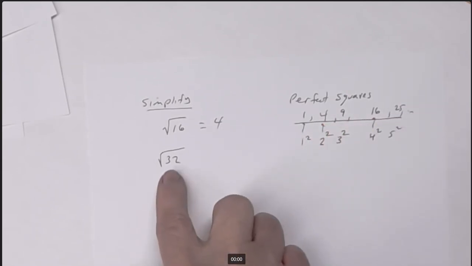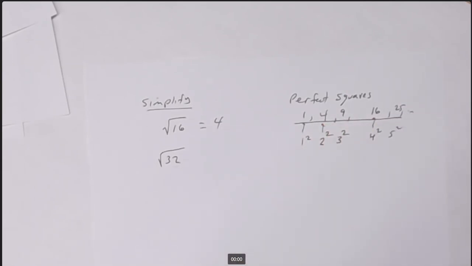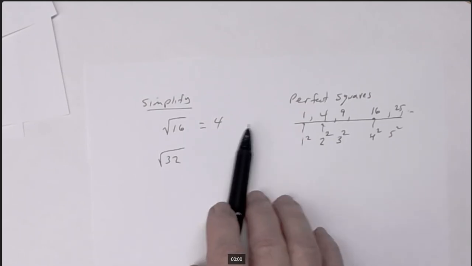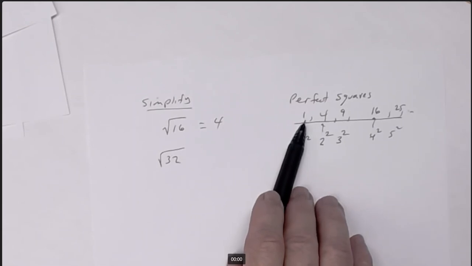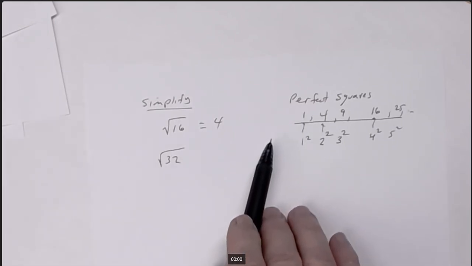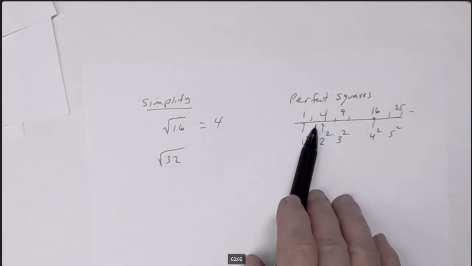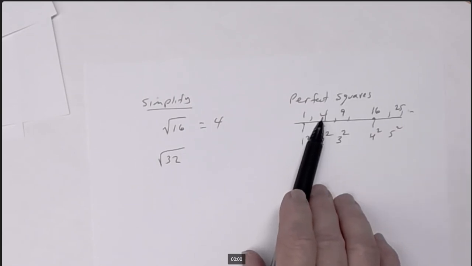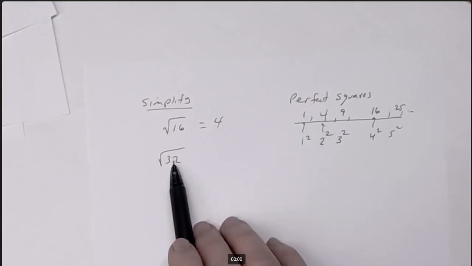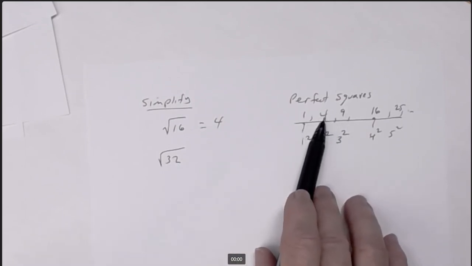Will 1 go into 32? Yes, in fact, 1 goes into all those numbers, right? Will 4 go into 32? Yes. So I can simplify the square root of 32 using 4, but always make sure you use the largest. Are there any other perfect squares that will go into 32? Yeah, which one?